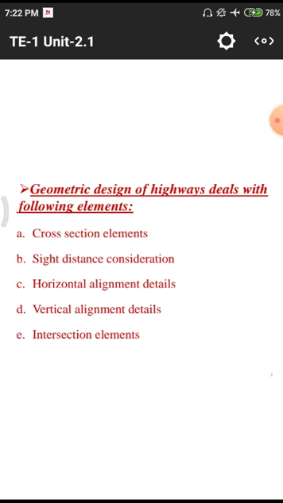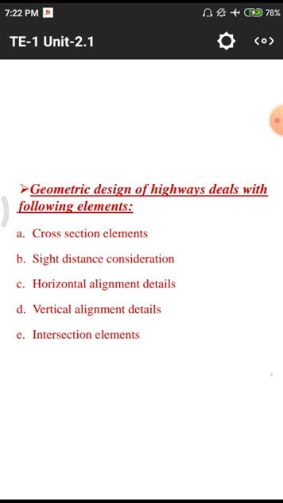Next one, horizontal alignment details. That means the horizontal alignment details in a particular span of road. What is the horizontal alignment? For suppose one way traffic is there, for that particular one way traffic, what is the horizontal alignment? What is the slope we are providing there, what is the minimum length we are providing there, are there any passages, that means a passage from that road to another village. All those things have to be kept in mind with respect to these horizontal alignment details.